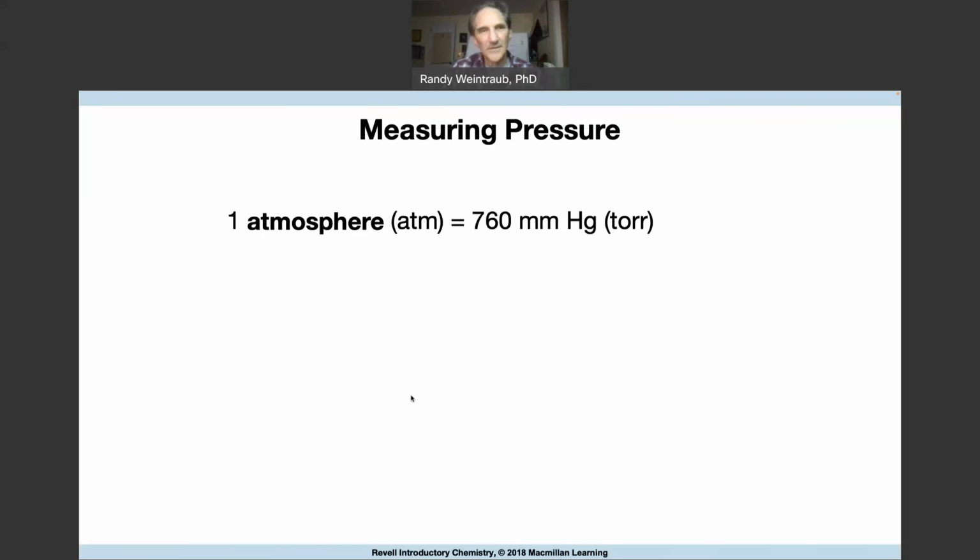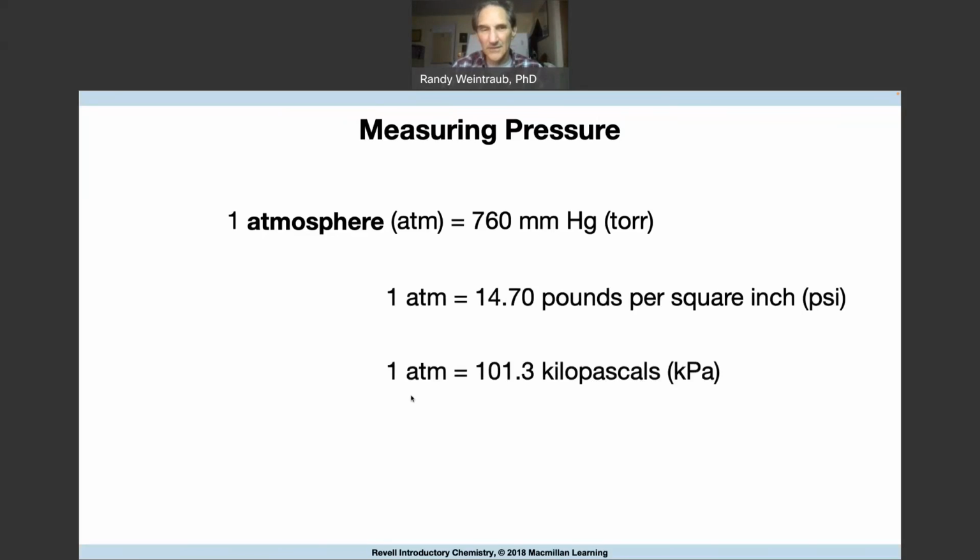There are several units that are used to measure pressure. We mentioned 760 millimeters of mercury, or torr. This is also equal to 1 atmosphere, which also equals 14.70 pounds per square inch, English units. And in the international unit, 1 atmosphere is equal to 101.3 kilopascals.